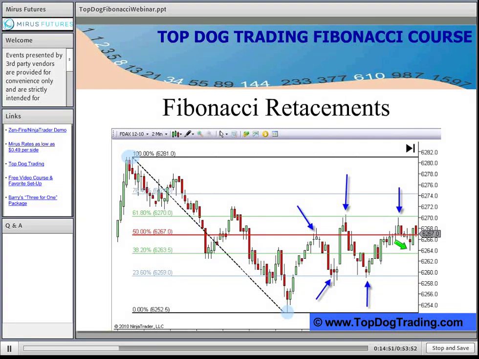Sometimes it goes through the line a little bit, and sometimes it doesn't quite reach the line, like this low over here. Didn't quite reach 38.2. So these lines should never be considered lines, even though they're drawn as lines. Consider them zones, areas. And the market is messy. The market is not that neat.